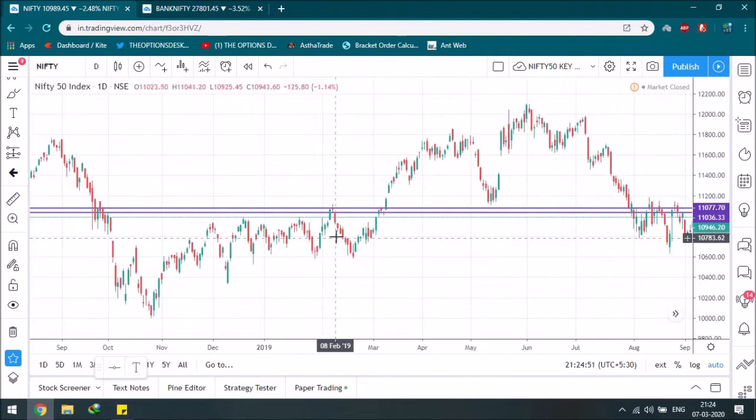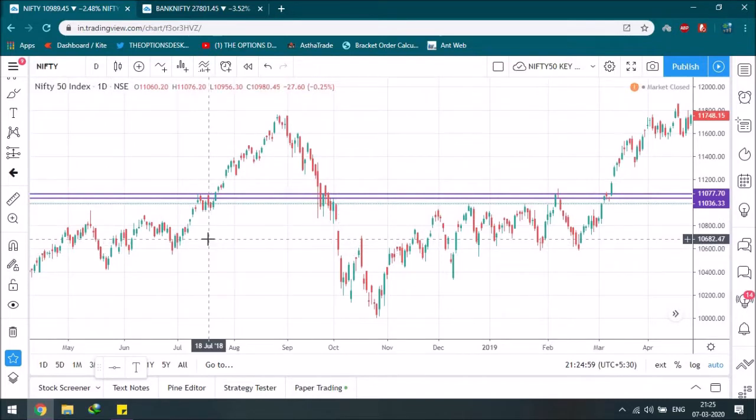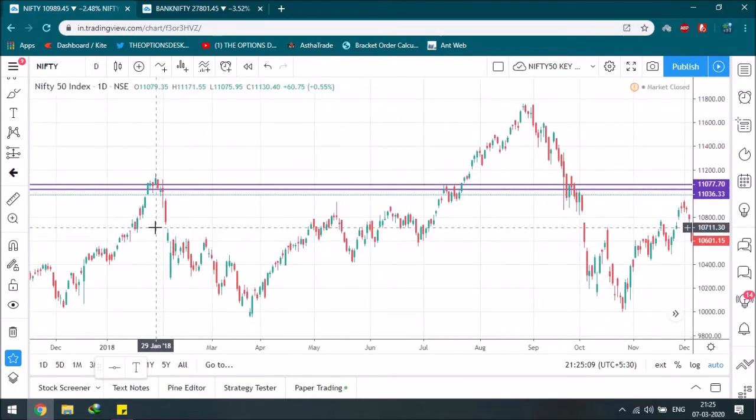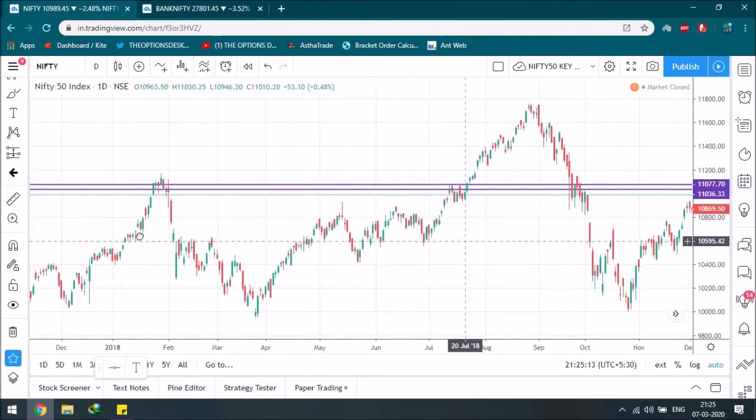We have already marked here the high of this candlestick on 6th of Feb. Then the high of this candlestick on 18th of July, and the highs of the candlesticks on 12th and 11th of July. Going further into the past, the low of the candlestick on 29th of January. So these are the levels I have marked for Nifty for the upper breakout and first target.